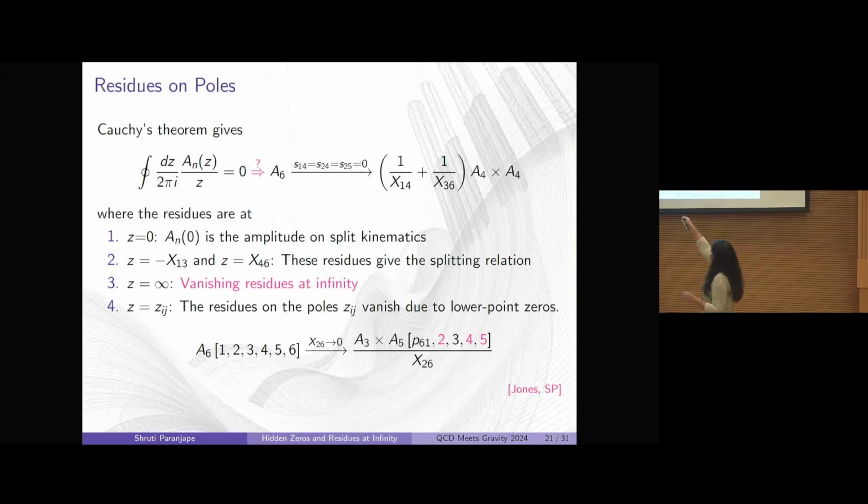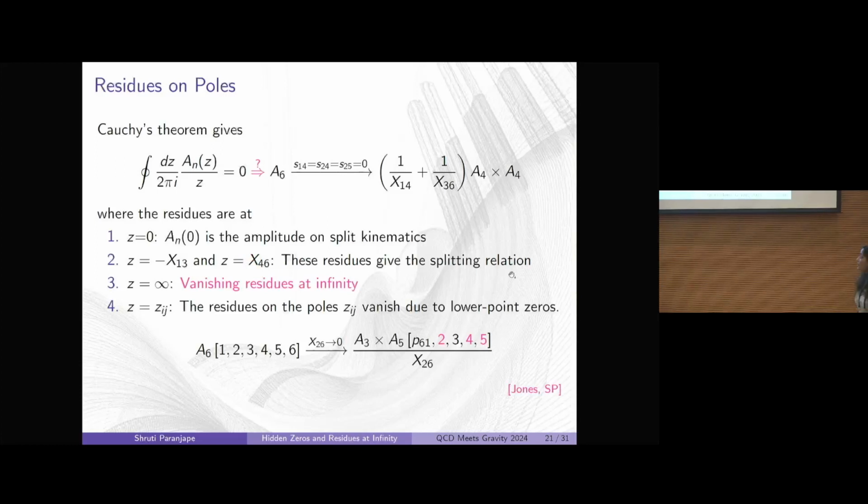And what I'm hoping is that that then gives me the splitting relation. So where are the residues of this integrand? The first one is, of course, at z equals 0. I put that in artificially by hand, and an at 0 is exactly the amplitude on split kinematics. The other two locations are what I'm hoping gives you the splitting relation, which is when z is minus x13 or x46.